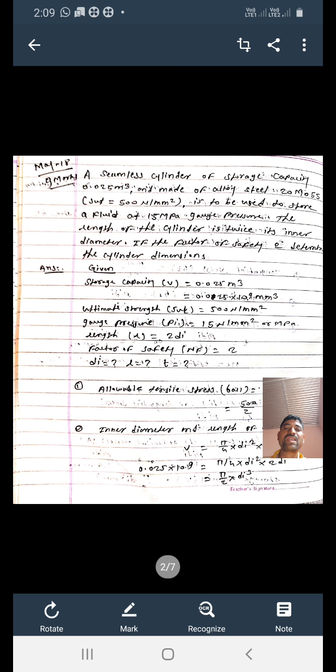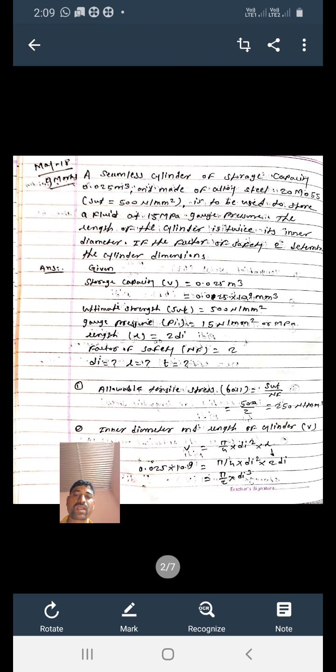It is denoted by N suffix F is equal to 2. Then see allowable tensile stress. You know how to calculate that allowable tensile stress. Sigma all is equal to, you have given the SUT value, ultimate strength, divided by factor of safety. Ultimate tensile stress is 500 divided by 2, you will get 250 Newton per square mm. Okay, I will move this screen, then you can easily see here.